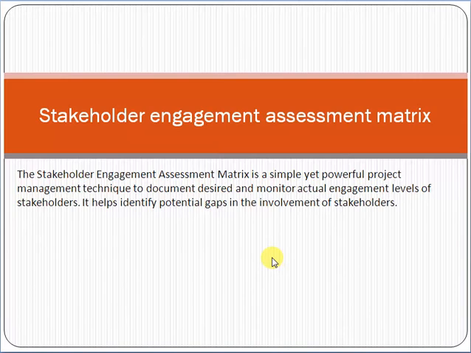Secondly friends, if you are a professional project manager, again it is necessary for you to understand the concept of a stakeholder, and you must understand how to use the concept in your practical and professional life of project management. So friends, let's start.